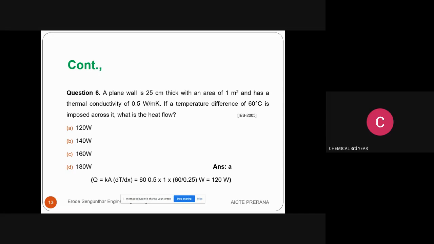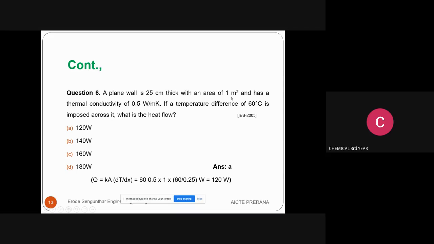If a temperature difference of 60 degrees Celsius is imposed across it, what is the heat flow? A plain wall they have mentioned here, 25 centimeter thick. So dx is 25 centimeter, and we have to change that to meter, so 0.25 meter we will have. With an area of 1 meter square, meter is there, so we can keep it as it is.